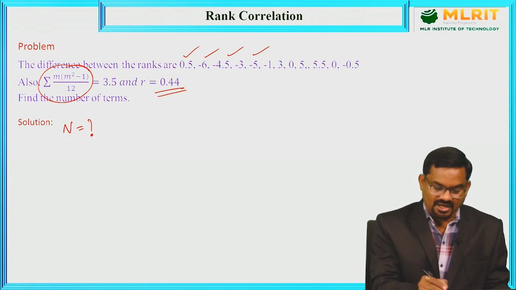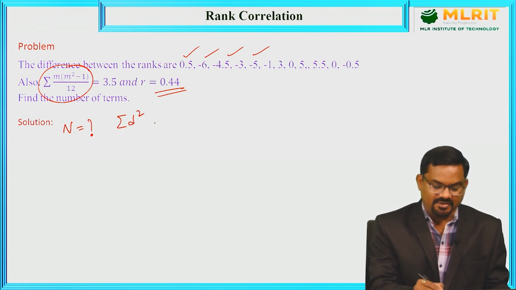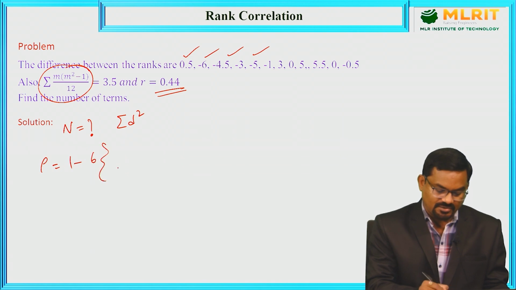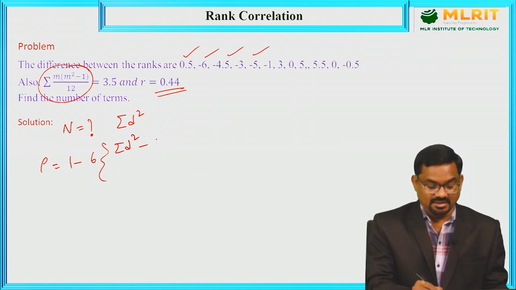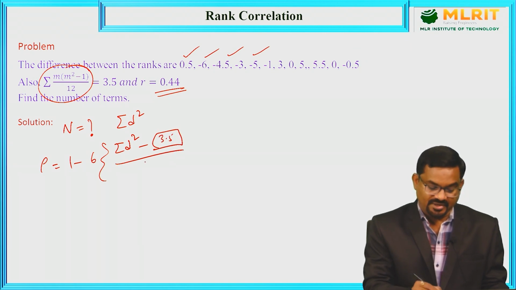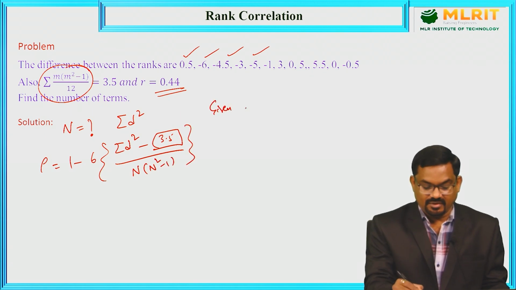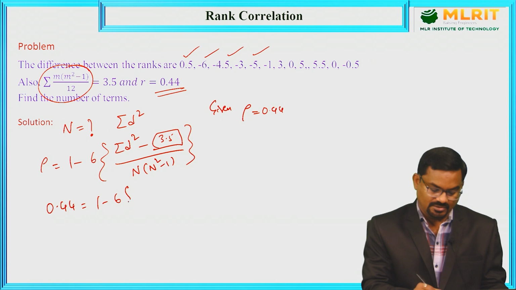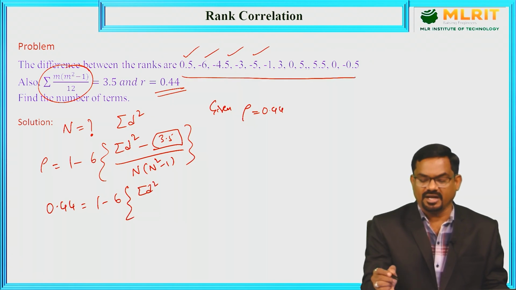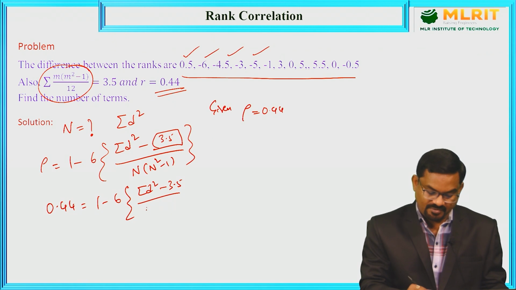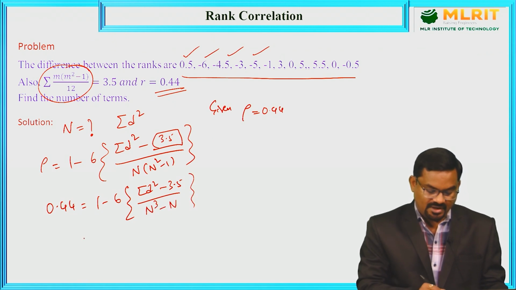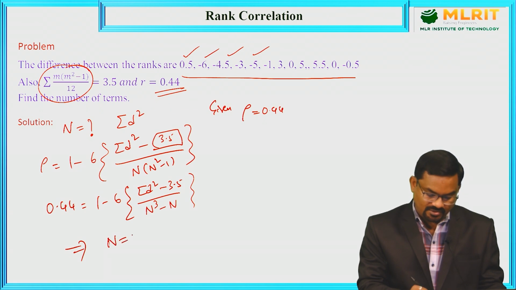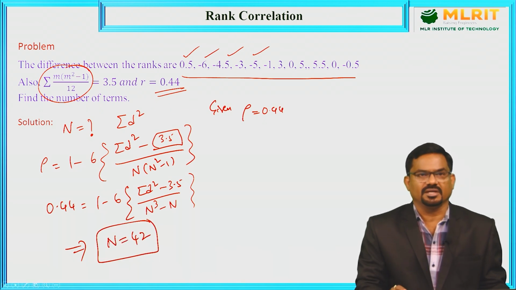So, for that, using the differences, we can calculate sigma d square and use the formula 1 minus 6 into sigma d square minus this value for repeated values 3.5 divided by n into n square minus 1. And here given rho is 0.44. So, we can substitute that here 0.44, 1 minus 6 into this sigma d square can be calculated by squaring and adding these values minus 3.5 by n cube minus n. And after simplifying this, we get capital N equal to 42. So, total number of values are given as 42.